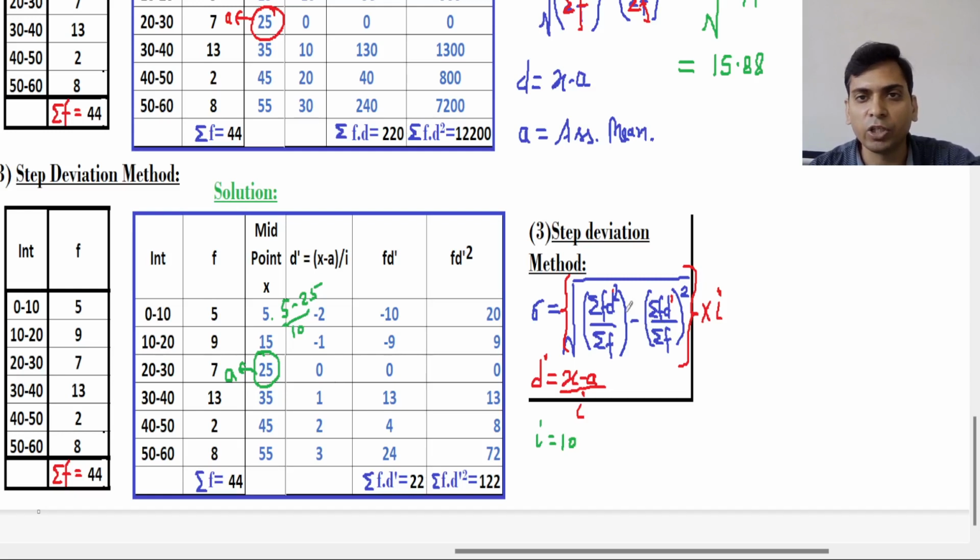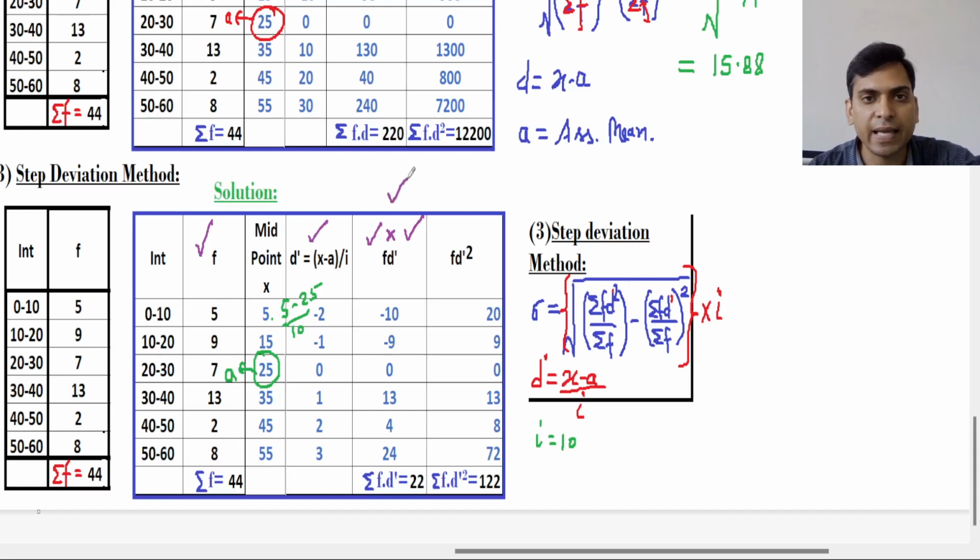Now, as per the formula, your requirement is F into D dash, F into D dash square. So you will find the next column for F into D dash. F into D dash means the product of this F column and this D dash column. Then you will get this F into D dash. This means 5 into minus 2, this is minus 10. So you will get all these values in that way. Now the summation of this column F into D dash, this is what? 22.